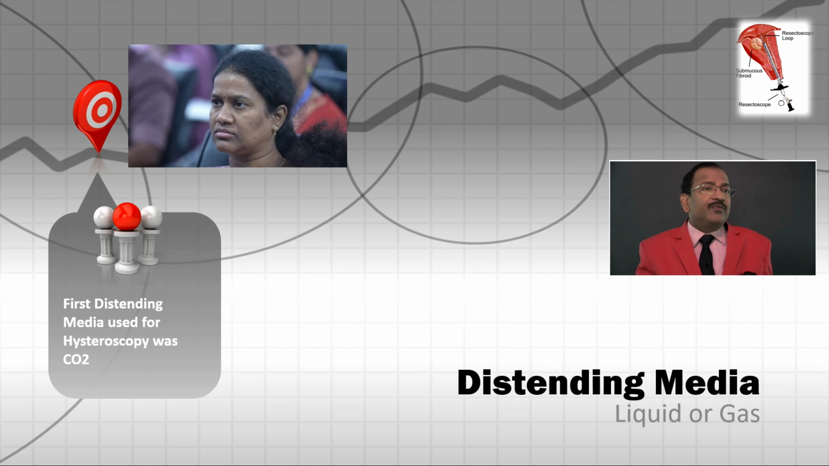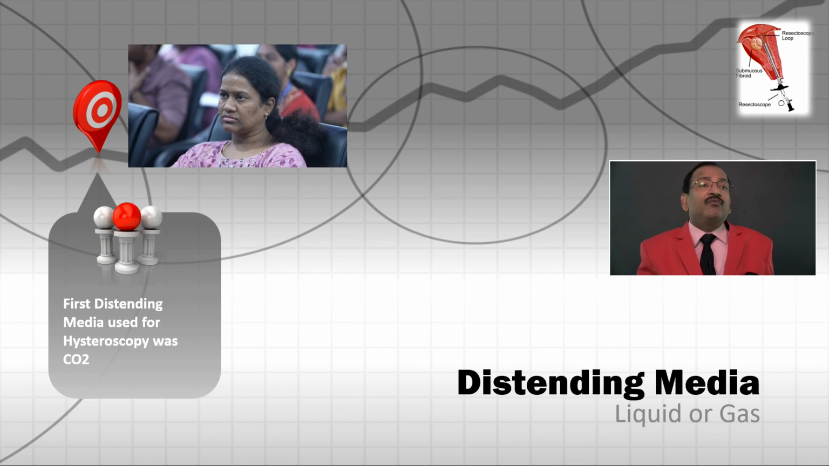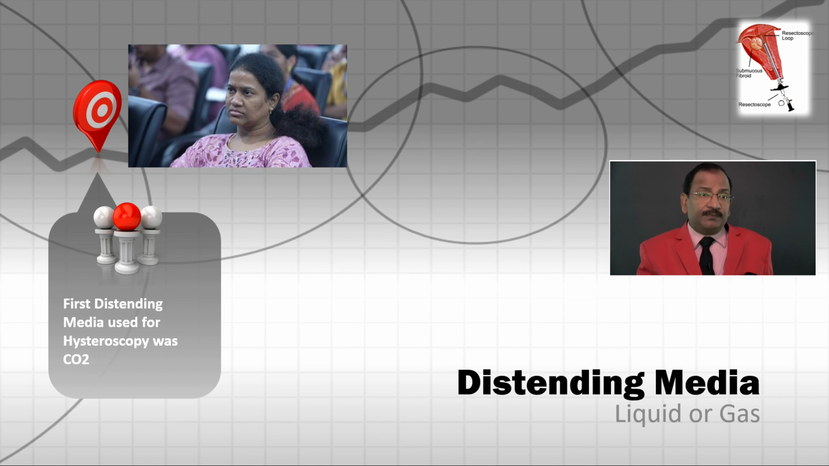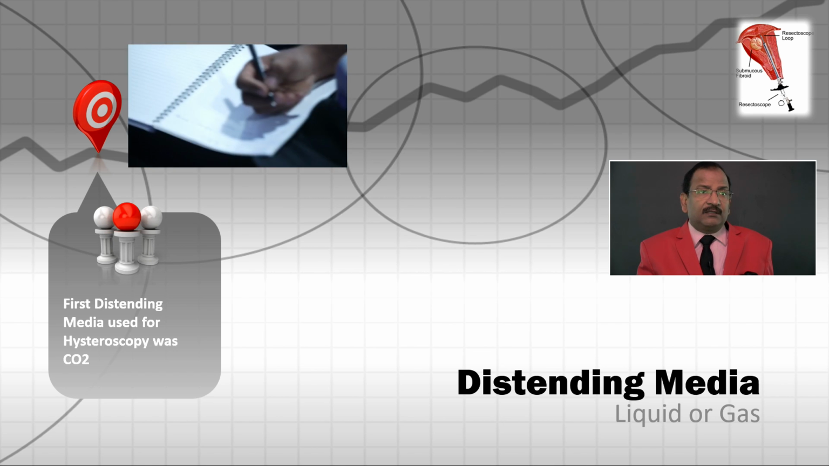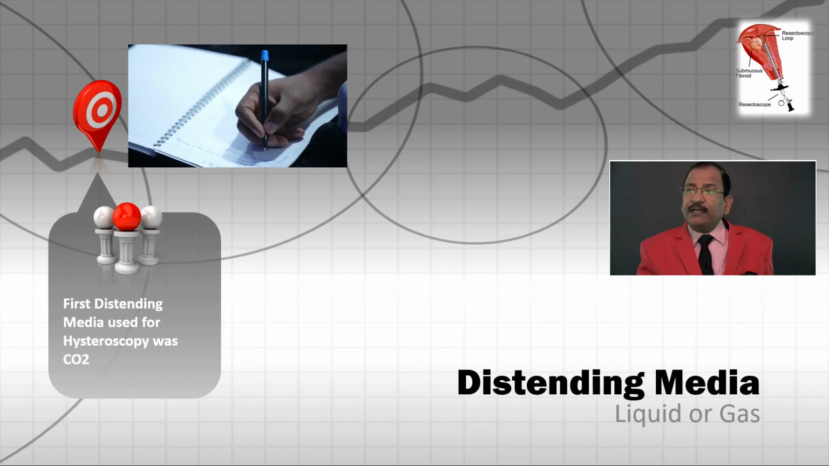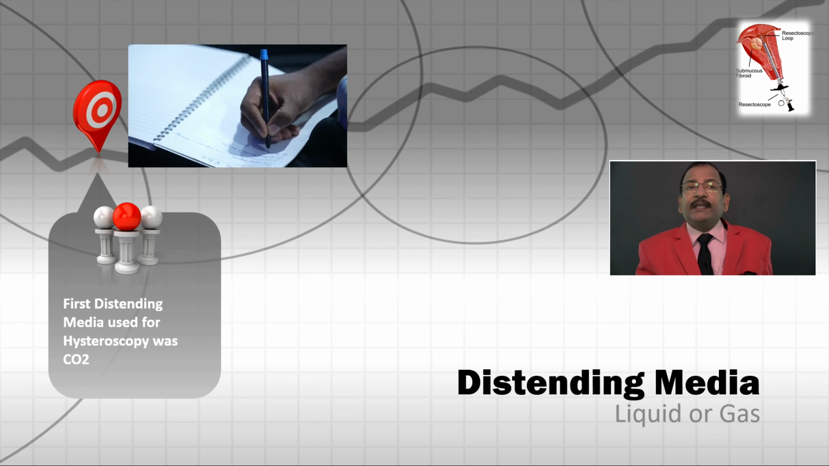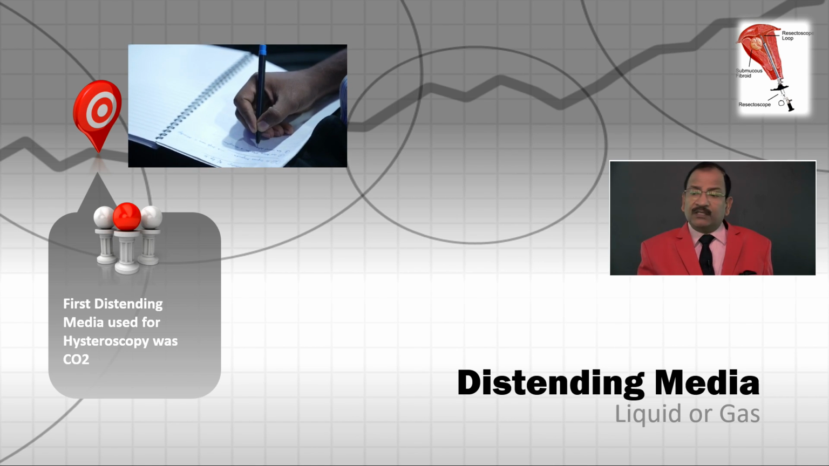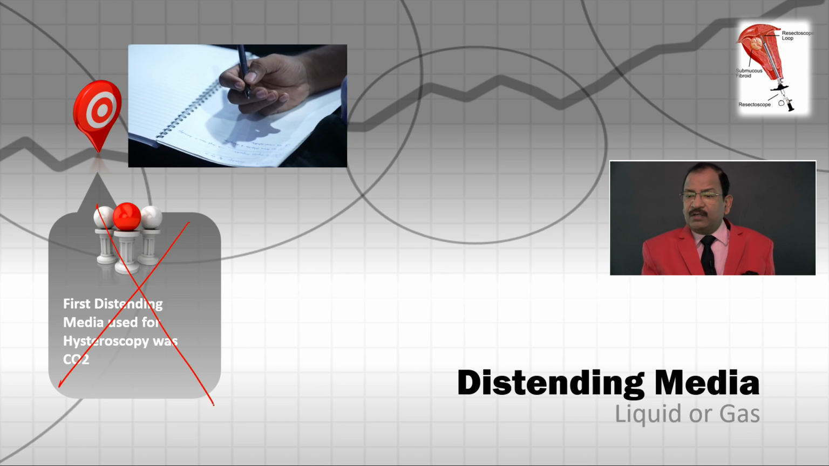Another drawback of CO2 is that if your pressure is excessive and you are doing operative hysteroscopy, there is a chance of air embolism, because CO2 is safe up to what? Up to 2 liters per minute. But if more than 2 liters per minute of CO2 enters any vein, even CO2 can create an air embolism. So that is why it is only for simple diagnostic use.